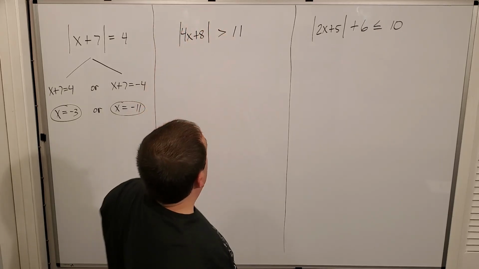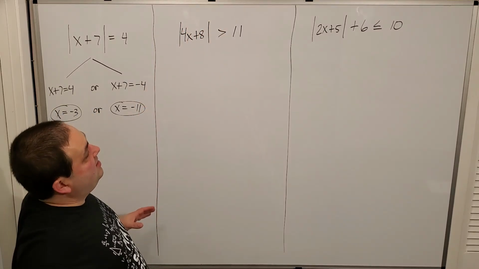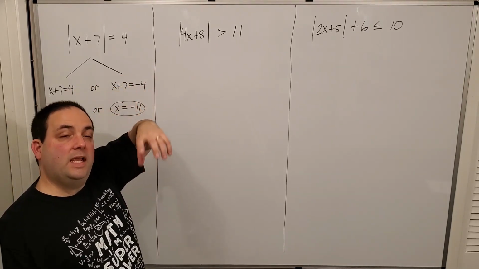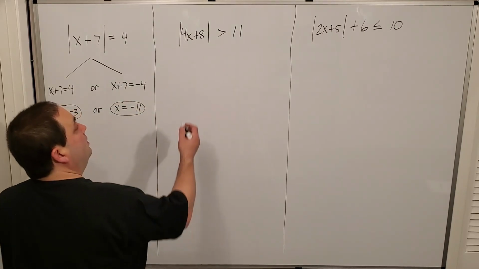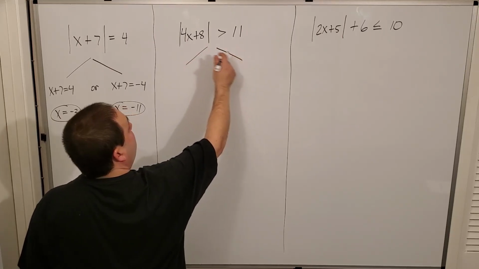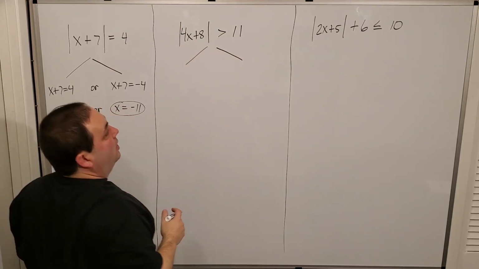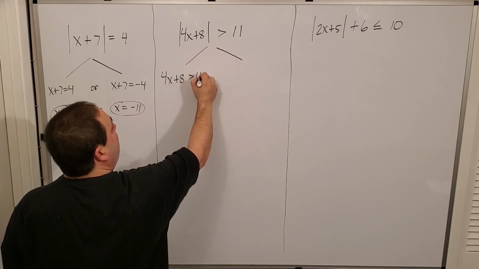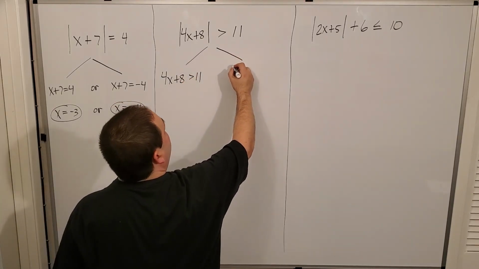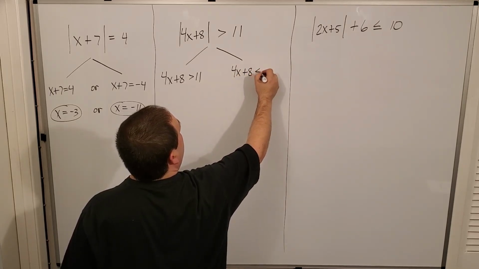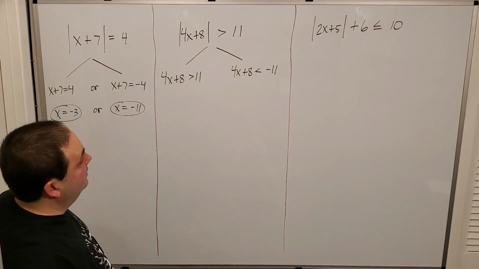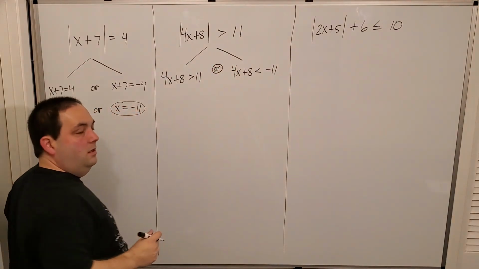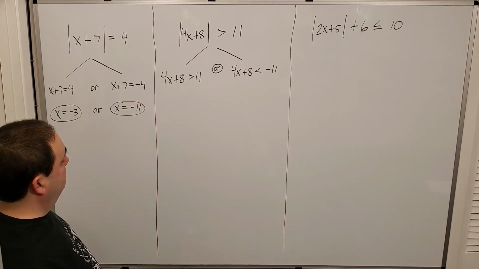Okay, now an inequality. I approach the inequality the exact same way. However, when you apply the alternate solution, the negative, don't forget that negatives reverse inequalities. So therefore, when I split this one, notice the absolute value is isolated, so I can go ahead and split it. I get a 4x plus 8 is greater than 11 portion. I also get a 4x plus 8 is less than negative 11. In this case, I still use the qualifying conjunction or.